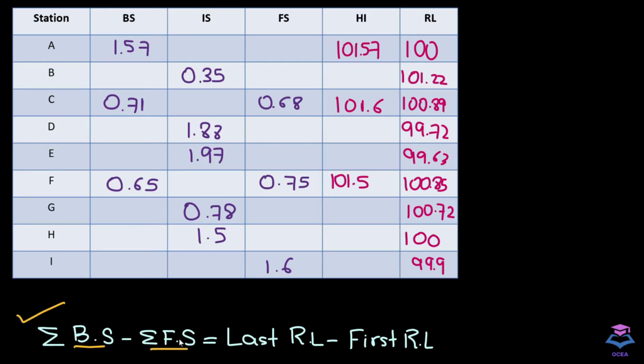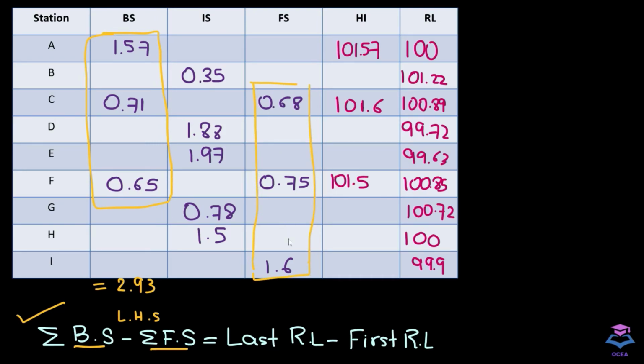So it says that the summation of the difference of the staff readings, BS minus FS, should be equal to last RL minus first RL. So let's try to calculate the left hand side first. So summation BS is nothing but the summation of the values in this column. So 1.57 plus 0.71 plus 0.65 is equal to 2.93. And summation FS is the summation of the values in this column.